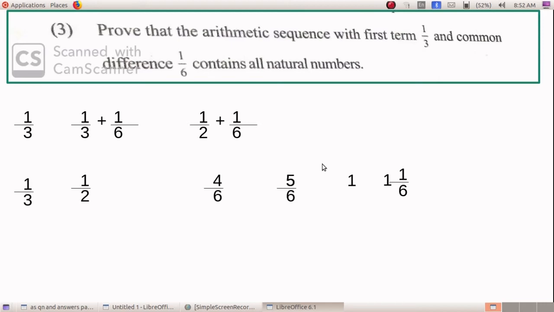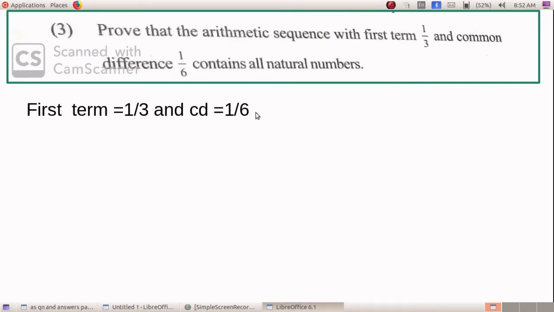We have to treat it with an algebraic expression, so first of all we have to find the algebraic expression for this arithmetic sequence. Okay, let us once again write down its first term and common difference. First term is 1 by 3 and the common difference is 1 by 6.